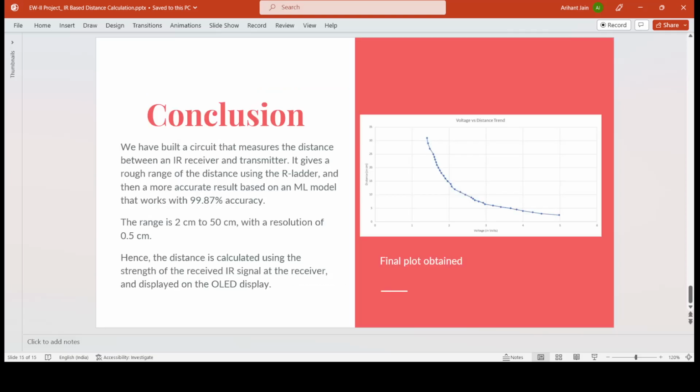So this is the conclusion of our presentation. Finally, we trained an ML model with 99.87% accuracy, which can accurately predict the distance at which the object is, based on the incoming voltage values. The range of the circuit is from 2 centimeters to 50 centimeters with a resolution of 0.5 centimeters. We get an approximate range of the distance from the comparator array, and for the exact value, we can look at the OLED display, which displays the correct value using the ML model.